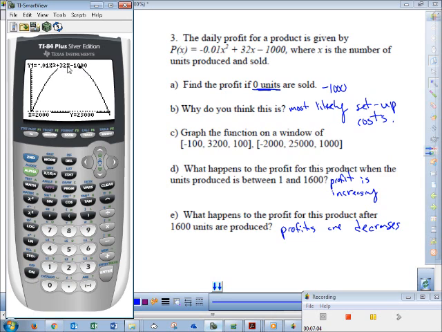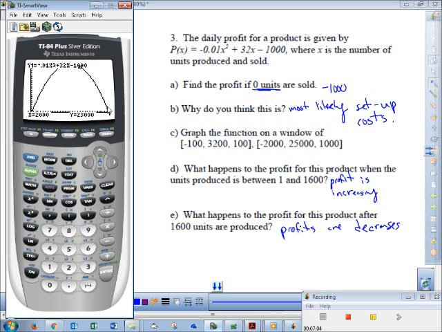Like right here where the profit maxed out, that vertex is the maximum profit that they would make. They still have a positive profit all the way until they get back down here to 0. Like after they make this many, I guess we don't know what they're making, after they make this many of the product, all of a sudden they broke even again, and then they start going into negative profit.